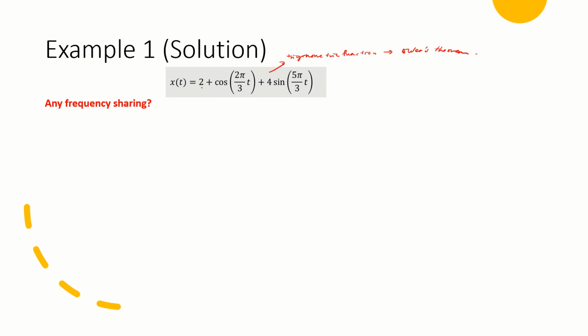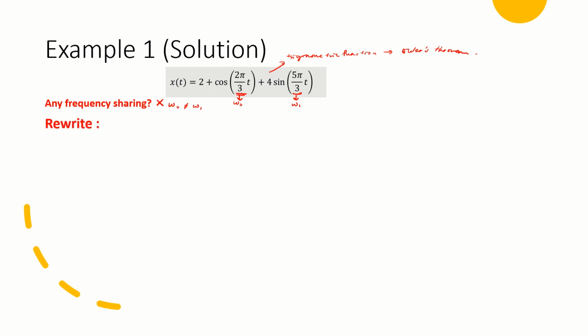This is the first term. There's no frequency provided. This is the second term. The value of the frequency is 2 pi over 3, right? And then this is the third term, where the value of the frequency is 5 pi over 3. So it is not similar, right? Therefore, there is no frequency sharing inside this equation, because omega naught is not the same as omega 1, right?